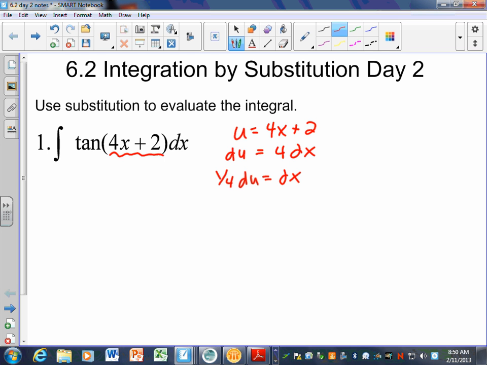And on some of these, you probably can kind of figure it out without much of a u substitution, but that's the process every time. So now I can go back over here, and I can replace this with u. And dx is equal to 1/4 du, so I can replace the dx with du, and I'm always going to put that constant out front because it doesn't affect my integral.